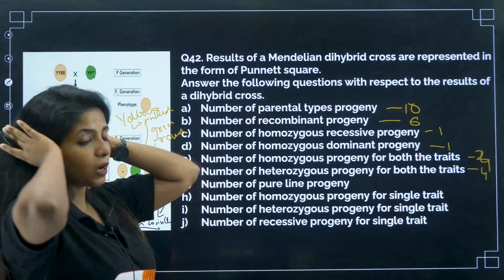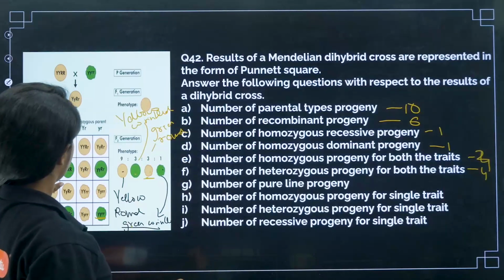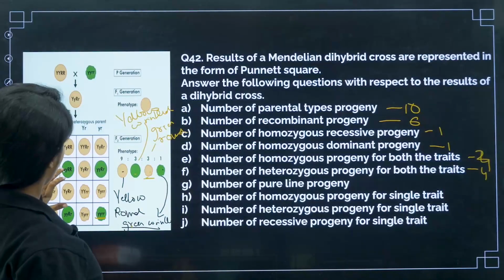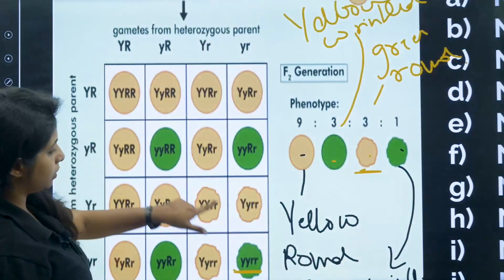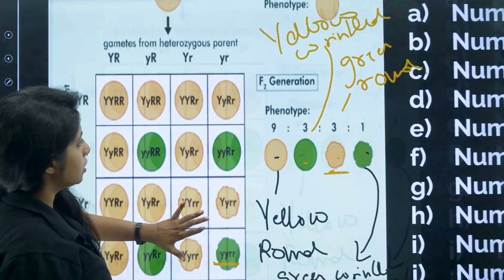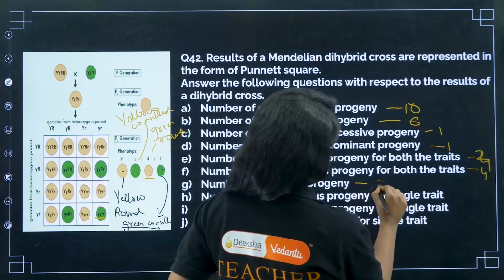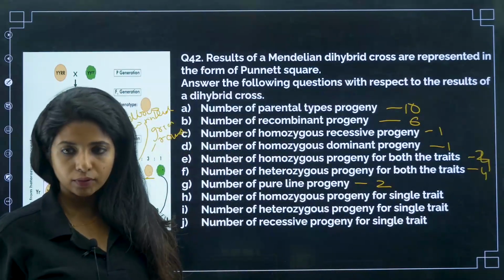Cool. Now, number of pure line progeny. Pure line progeny means you're talking about the same thing over here. You're talking about both of them. This is the pure line progeny that is there, just like the parents. So 2 of them are there. So I'll write 2.